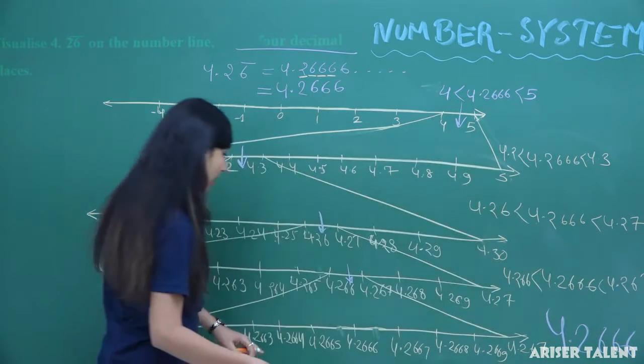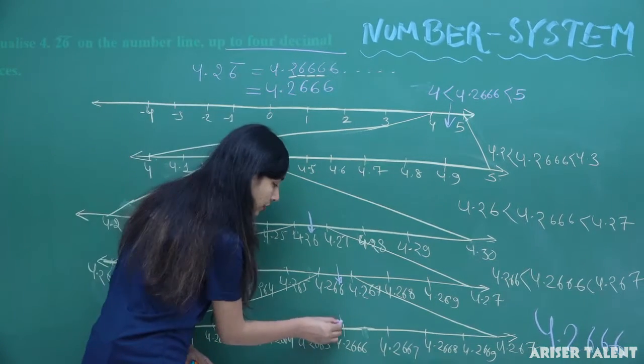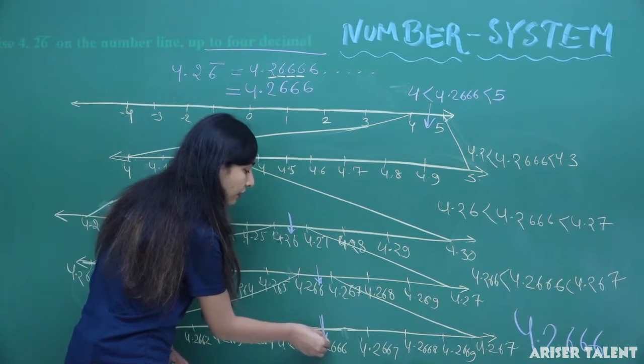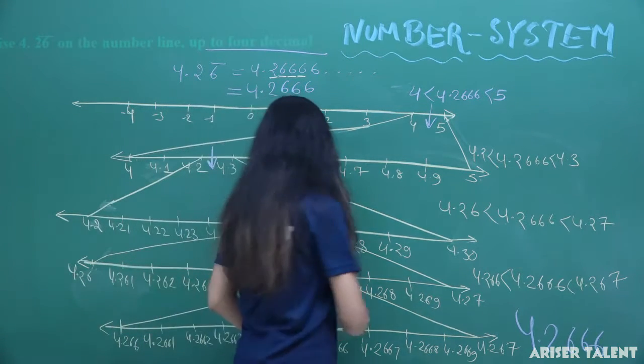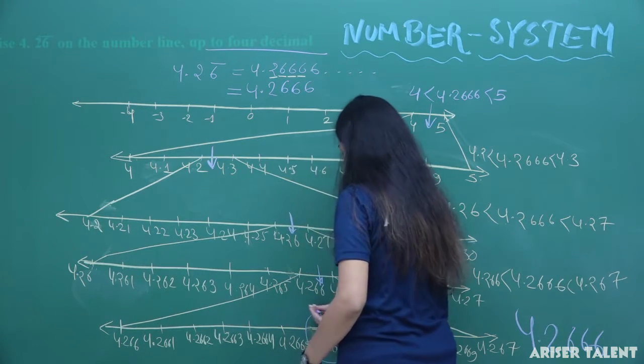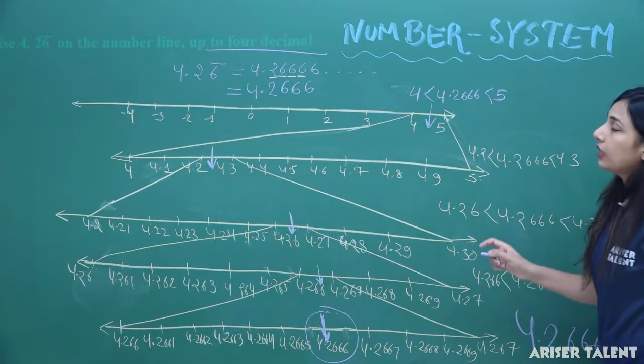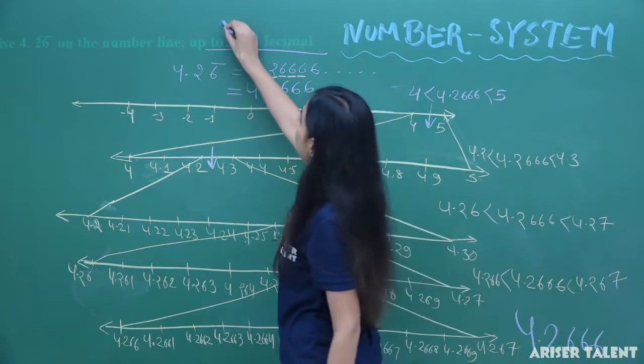4.2666. The value is here, 4.2666. So that will be your value. That will be the exact place on the number line where your value will lie. So this is the process. Now it's specifically up to 4 decimals.